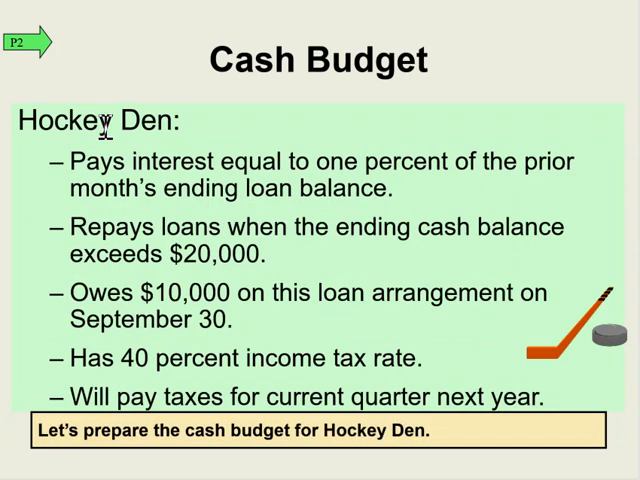Also, if they have any loans outstanding, the interest is equal to 1% of the prior month's ending loan balance. They repay the loan when their ending cash balance exceeds $20,000. They owe $10,000 currently on that loan arrangement at the end of September, and they have a 40% income tax rate. They will pay the taxes for the current quarter next year.